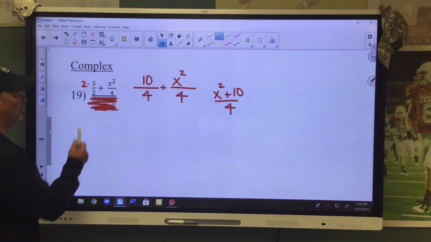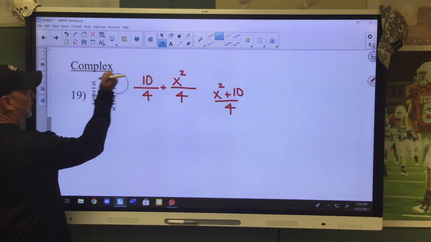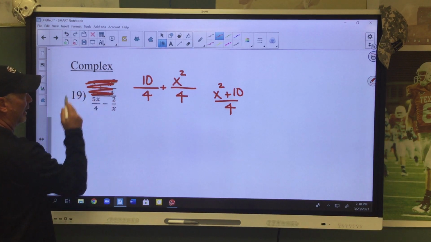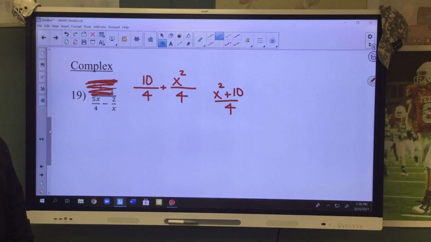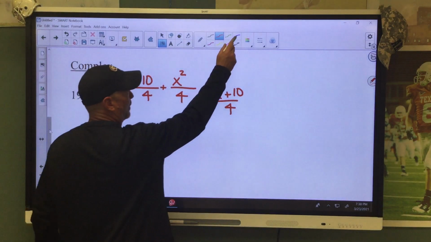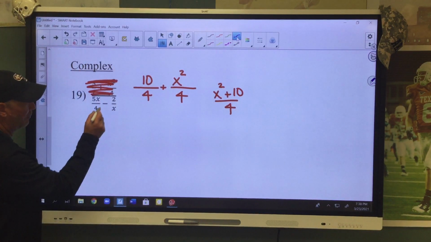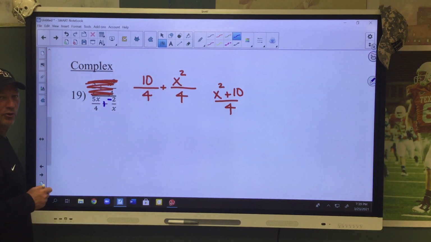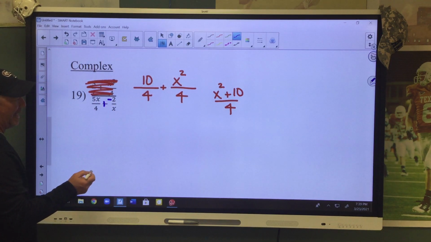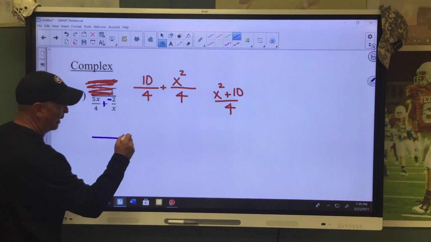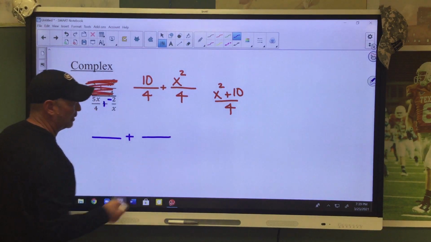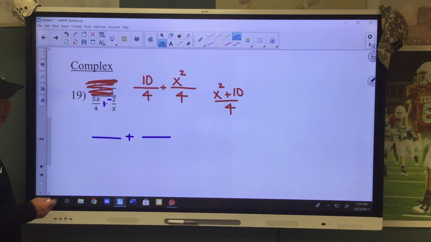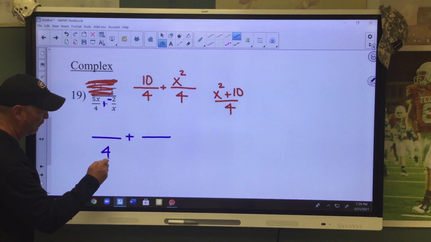Now I'm going to ask you to look at the bottom half. So we're going to cover this up, and we're just going to look at the bottom half. Change colors real quick. So I'm going to ask you to change this to a plus sign and make that a negative 2. We're going to try to add these. I need to get a common denominator. I have a 4 and an x at the bottom, so my common denominator will be 4x.